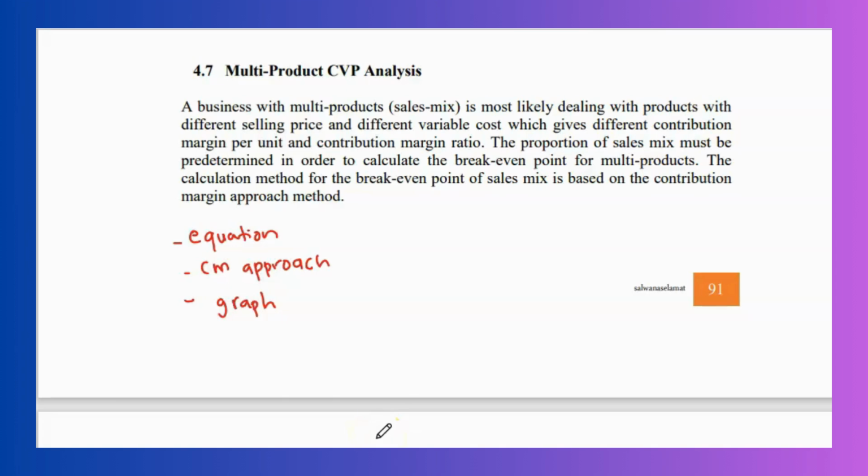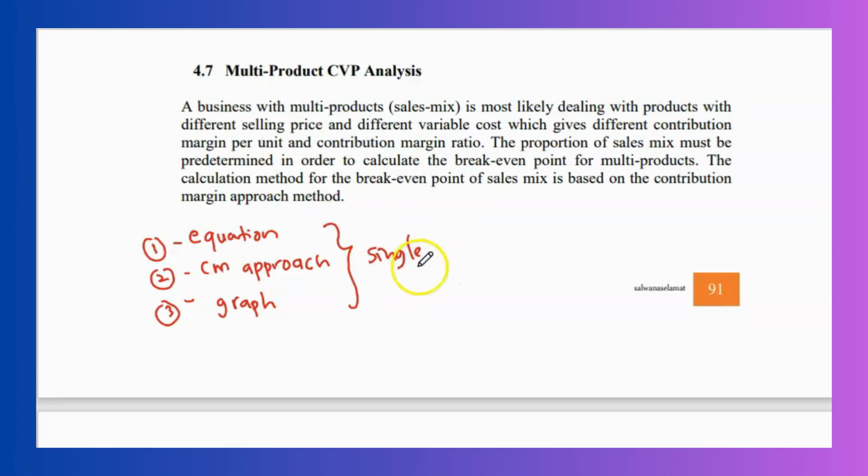In the previous video, we already looked at how to compute CVP, cost, volume and profit by using the equation technique, which is technique number 1, and the CM approach, technique number 2. We also looked at how to compute CVP and the break-even point by using a graph. However, the previous discussion focused on a single product.